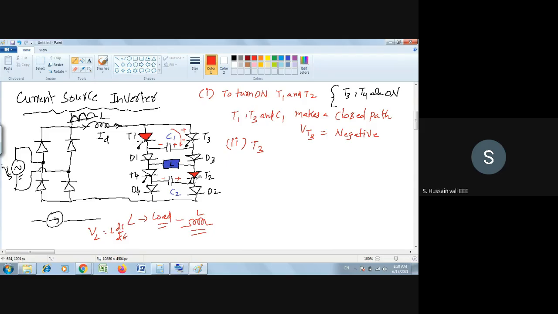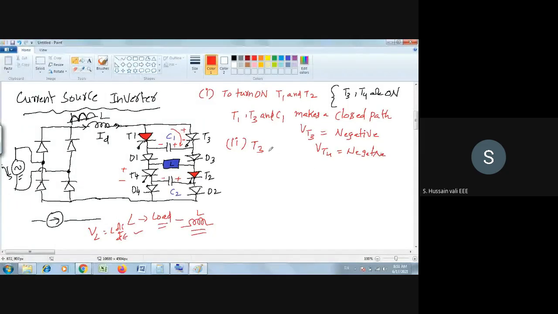Now you turn on T2. Then what is the voltage across T4? The voltage across T4 here is also negative. Why? Because the capacitor has a negative terminal here, positive terminal here, and you turned on T2. Your load is short circuited because you consider it an approximate inductor. The inductor tries to maintain constant current, so if the current is constant in an inductor, the voltage across it is zero. That's the nature of the inductor. So it's a short circuit. Then you apply KVL and you will understand VT4 is also negative.